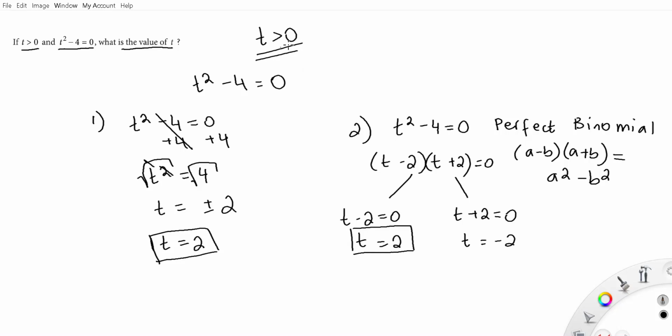Make sure you pay attention to that on the exam, because if they had not given you this, t is greater than 0, and said that if t squared minus 4 is equal to 0, what is the value of t? Then both plus 2 and minus 2 would be a solution set. But they specified that they want you to only look at the positive values, so that's why we're only going to fill in 2 as the only answer.